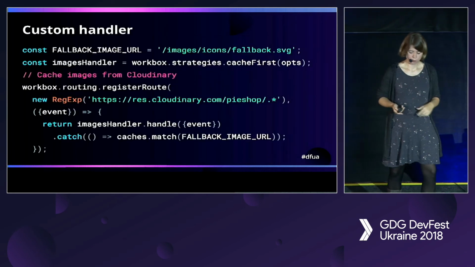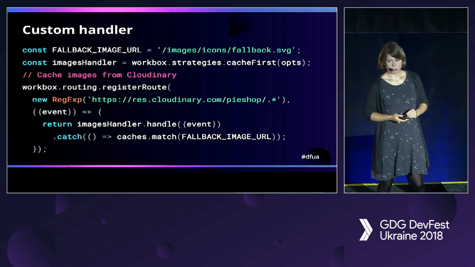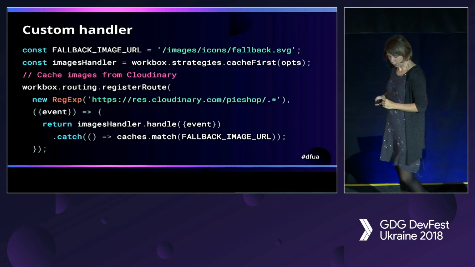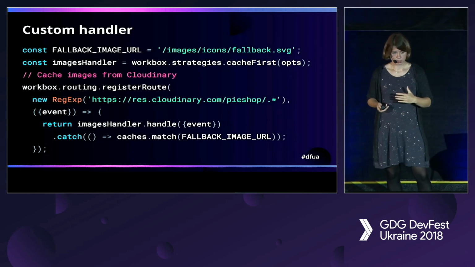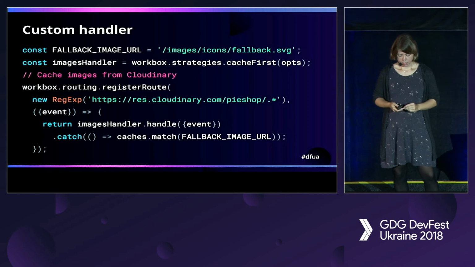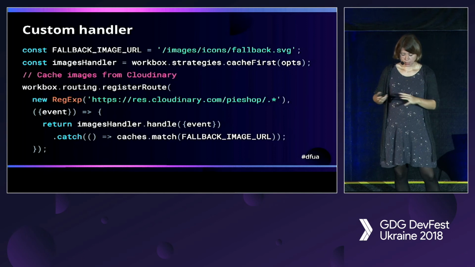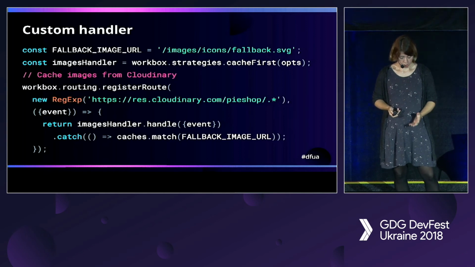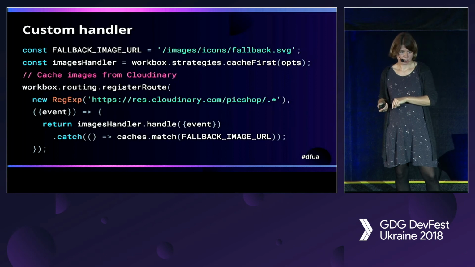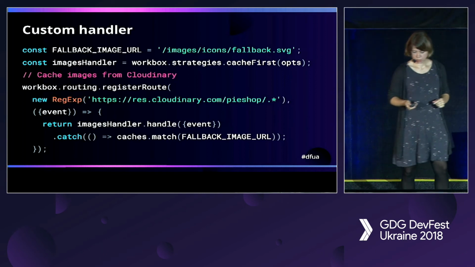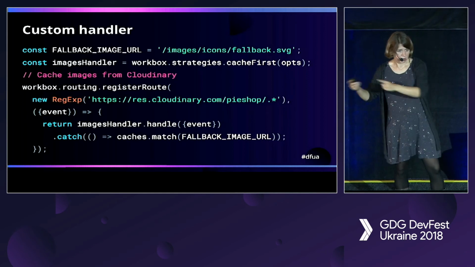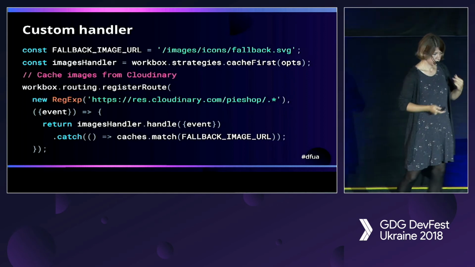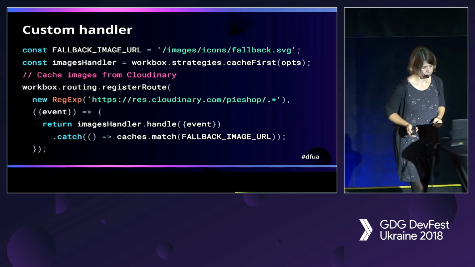Here's an example of the custom handler that was used on this page to create custom images. Here I'm using the Workbox cache-first strategy, which means on the fetch event, for this particular route on Cloudinary, I try to answer with the cache-first strategy, but if it fails, I actually serve a fallback image. So this strategy says, go to cache first, if not, go to network. If both failed, serve the fallback image, right? So there's a lot of mix and match possibilities.